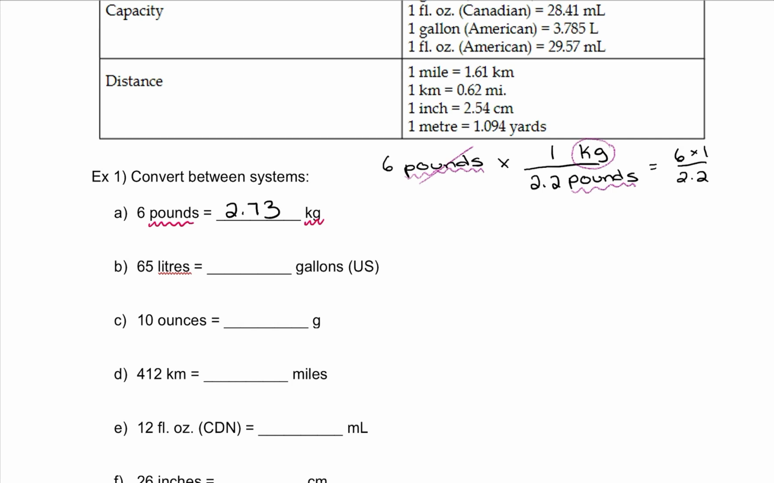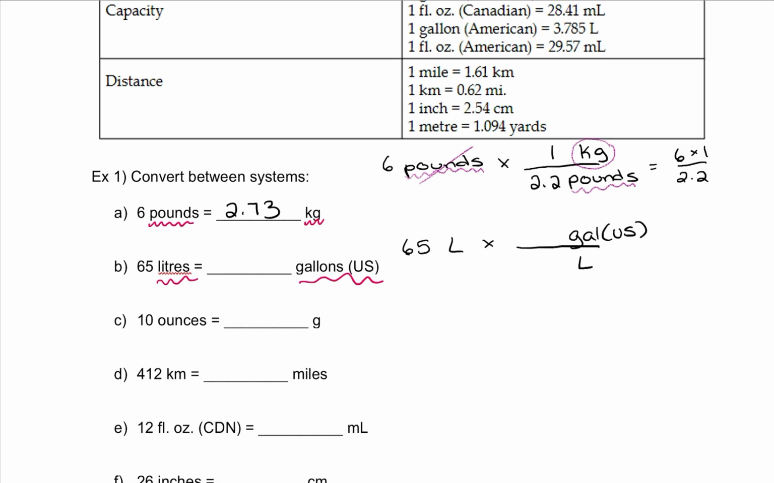So we're going from liters to gallons. The first thing I'm going to do is write 65 liters times a fraction line. If liters is what I started with, then I need to have liters on the bottom so that it will cancel. And if I'm trying to go to gallons, then I'm going to put gallons US on the top.